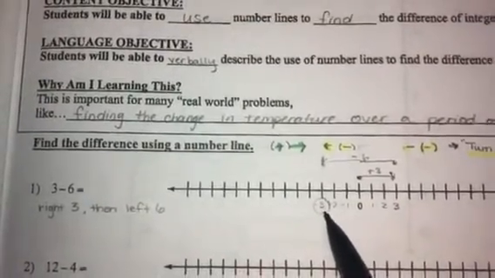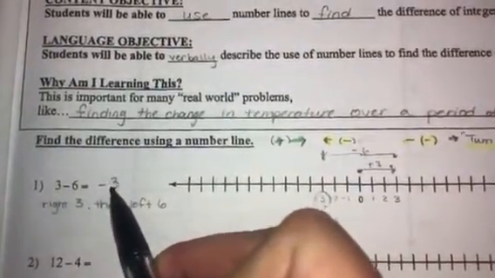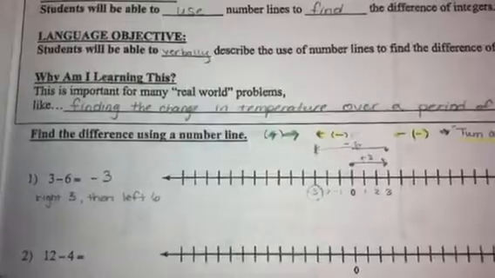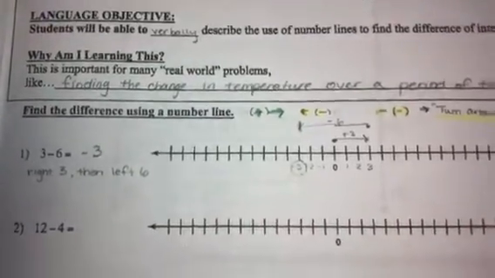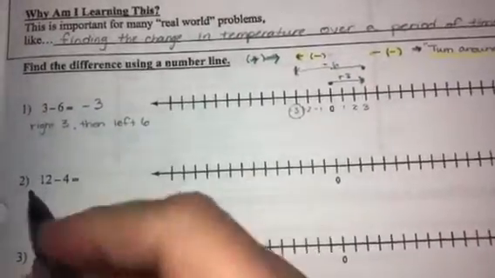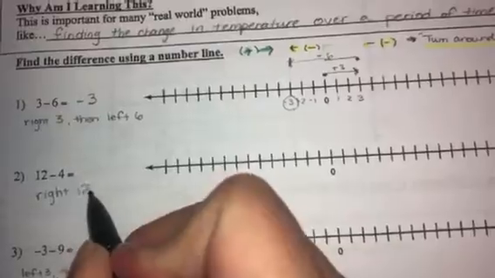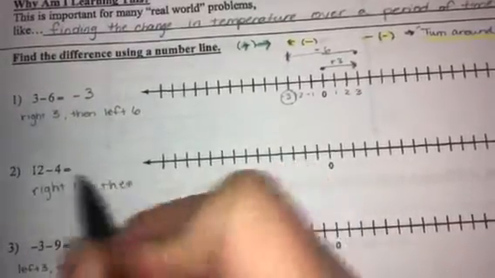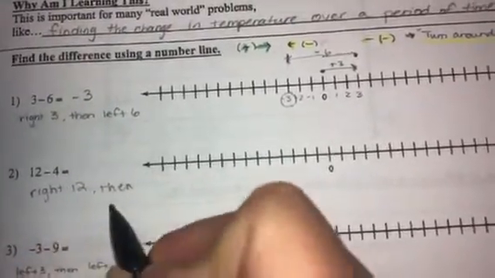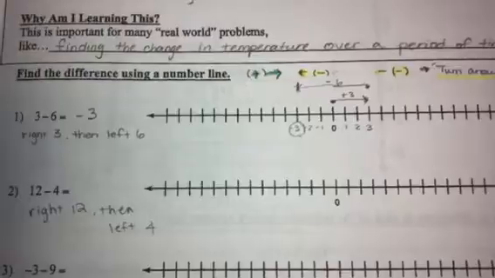All right, so that's how we do movements on here. And so I'm going to write the answer to this one. The difference would be negative 3. All right, moving on, number 2. Let's look at this one. So it says positive 12. So since it's positive, that means we're going to move right 12. Then it says minus 4, so we're going to go left 4. So there's our little directions. I would like you to write those in and try those, please.